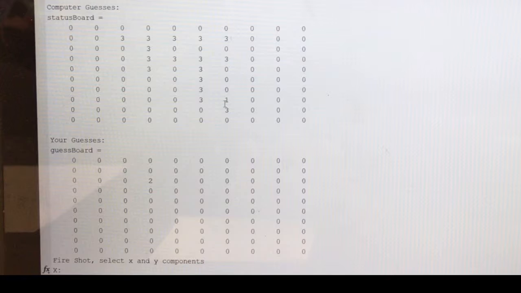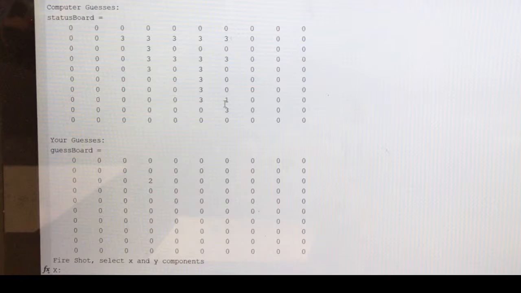Displayed in this image shows both the status board on top and the guess board on bottom. The status board displays the computer's guesses and the user's ship inputs. The guess board doesn't display the computer's battleships, but allows the user to guess where the ships are. Users are prompted to input guesses for the opponent's ship placement into an X coordinate and a Y coordinate. The opponent responds with a hit or miss as appropriate, displayed by different numbers.